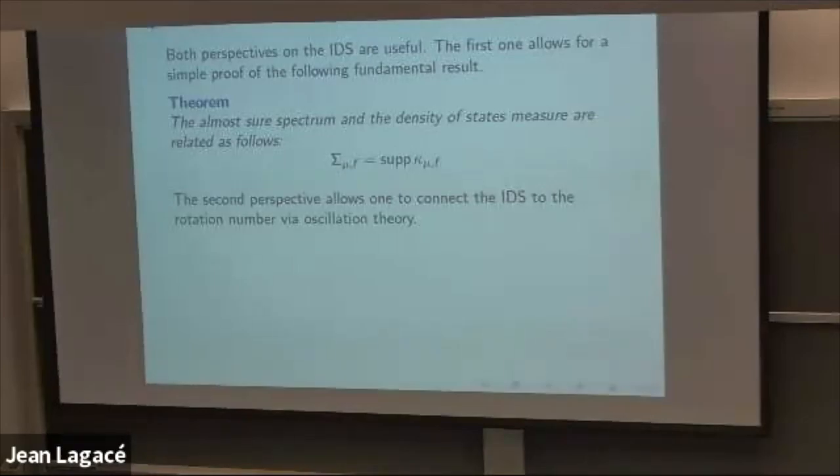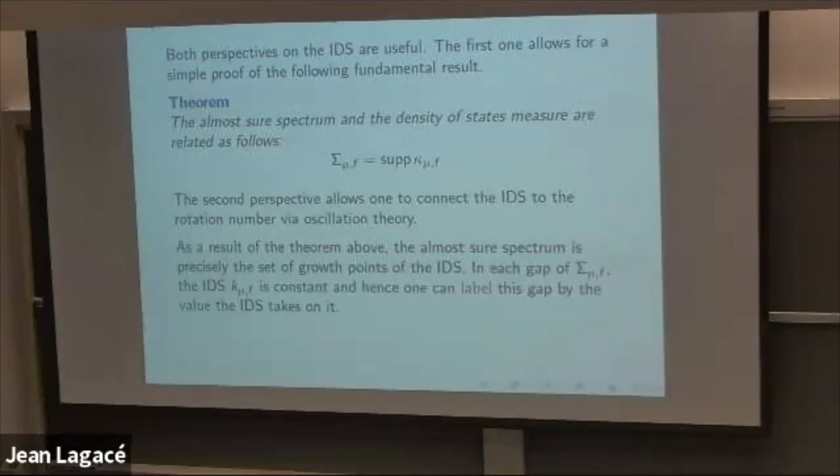The second perspective are these finite box operators, their eigenvalues, and how they accumulate on the infinite operator spectrum. Why? So the fundamental reason is oscillation theory. Oscillation theory connects eigenvalue counting to zero counting. Eigenvalue counting is the second perspective on the IDS, and zero counting is what we will investigate further.